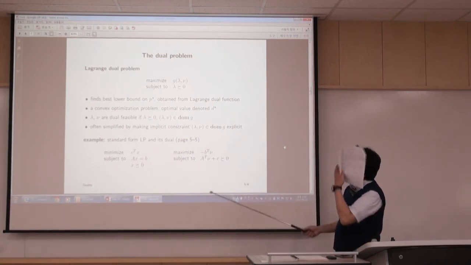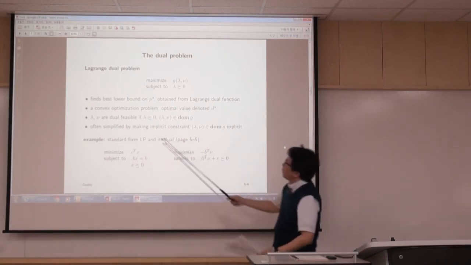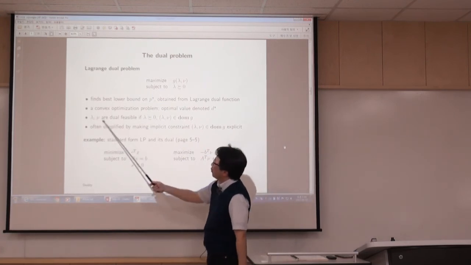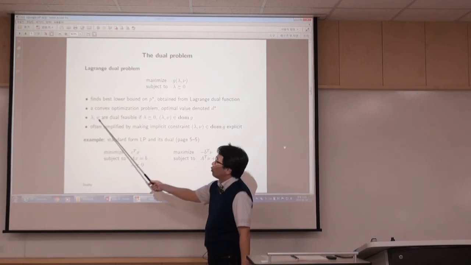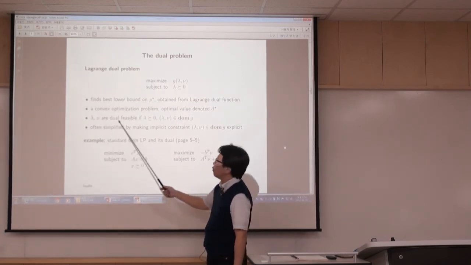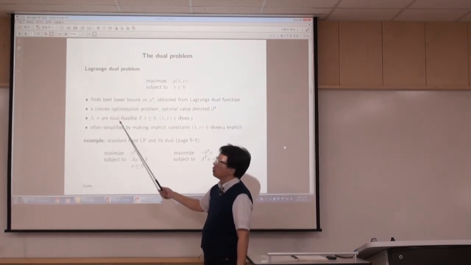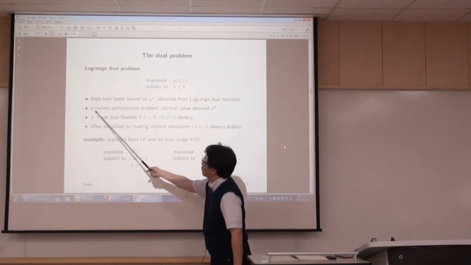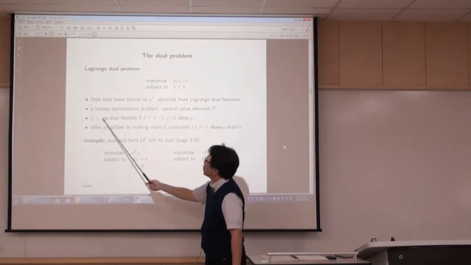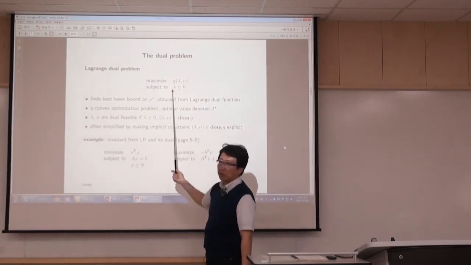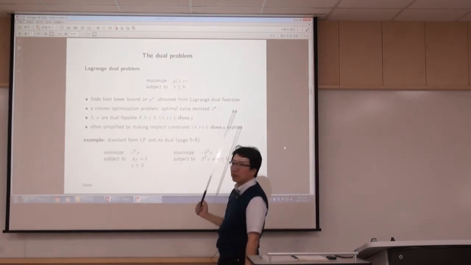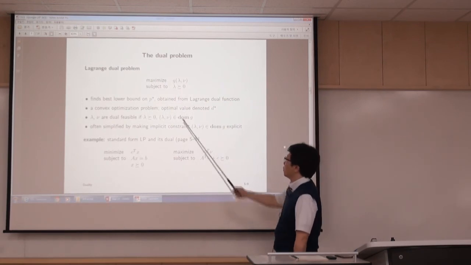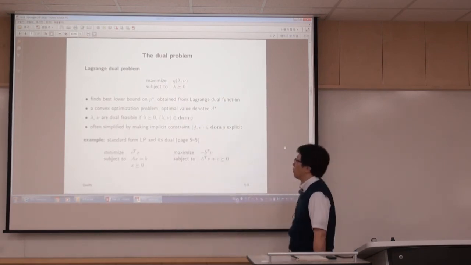And here comes a new definition. Sometimes we call a lambda and nu pair dual feasible if it satisfies the constraints, if it is feasible for this dual problem. Because the dual problem requires lambda greater than or equal to 0, and of course nu in the domain of the g function.